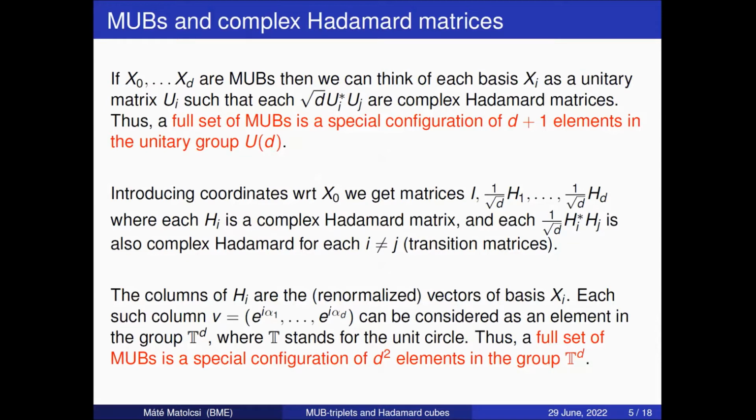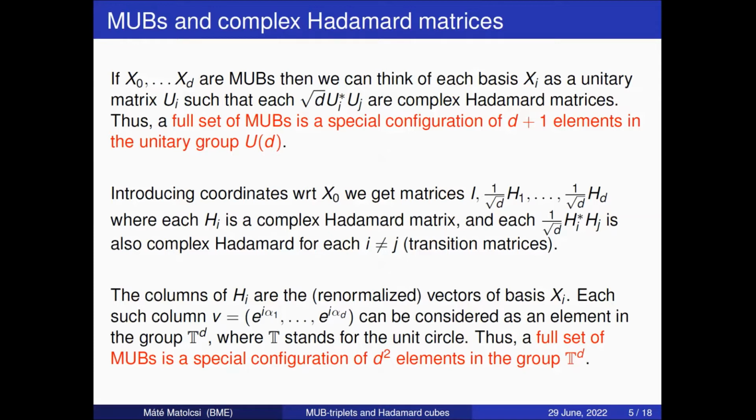MUBs, then you can have several pictures in your mind. Probably the easiest picture is to think of each basis as a unitary matrix, so to speak, and then these transition matrices are complex Hadamard matrices. So if you have this image in your mind, then you are thinking of the unitary group, and you have d+1 points in the unitary group, which are arranged in a very special configuration in such a way that these transition matrices are always complex Hadamard matrices.